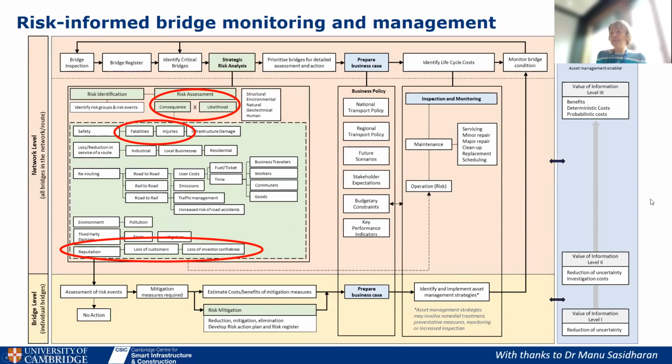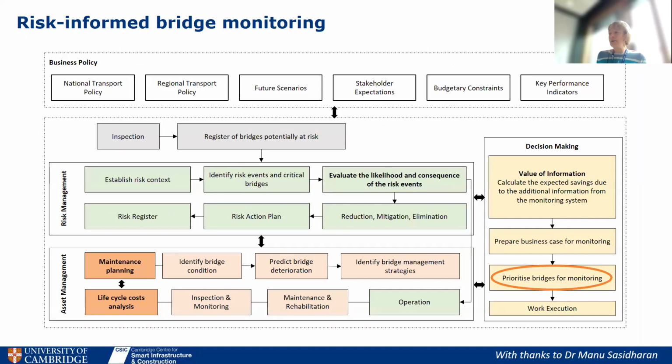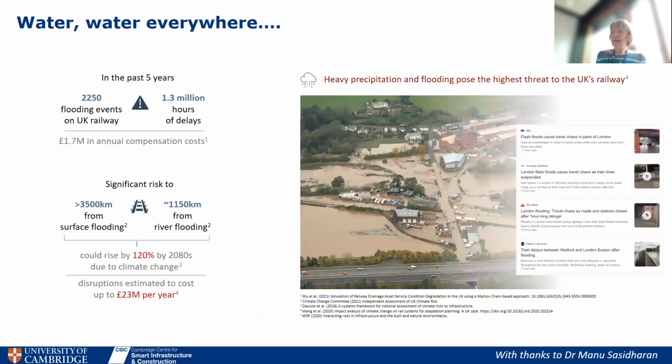And I'm going to talk a little bit now about some of these issues, because the challenge with a business case for monitoring is it's all very well to have a business case, but you have to have the money as well. So I'm going to talk a little bit about prioritising bridges for monitoring and how actually better information about bridges can help us with this in the context of climate change. Because it's very important to consider future scenarios when we are thinking about managing our infrastructure assets.